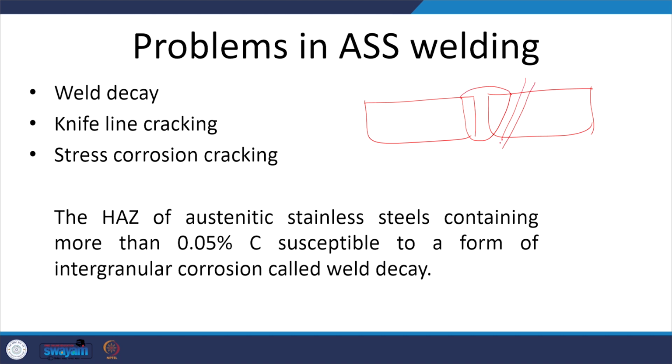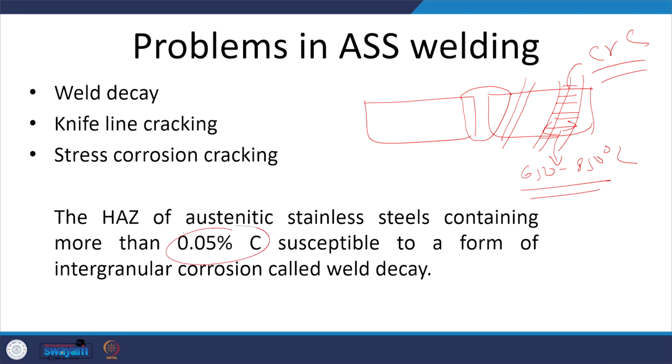So, this is one zone which is next to the fusion boundary and this is another zone which is away from the fusion boundary. This zone which is away from the fusion boundary experiences slow cooling in the temperature range of 650 to 850 degrees centigrade. Slow cooling during this temperature in the region away from the fusion boundary experiences significant formation of chromium carbide if the carbon content is high. Usually the austenitic stainless steels contain carbon content of 0.05, but if it is say 0.07, then the chromium carbide formation tendency is extremely high.